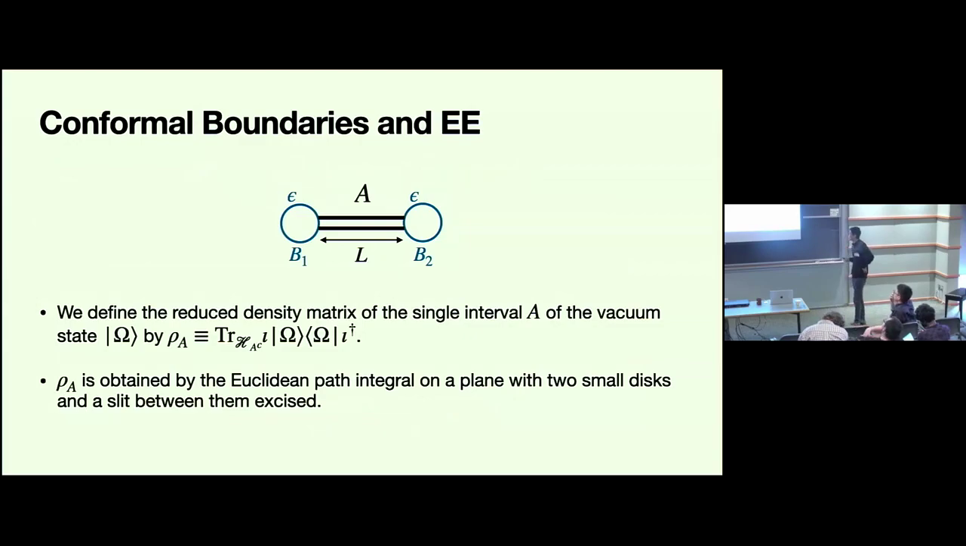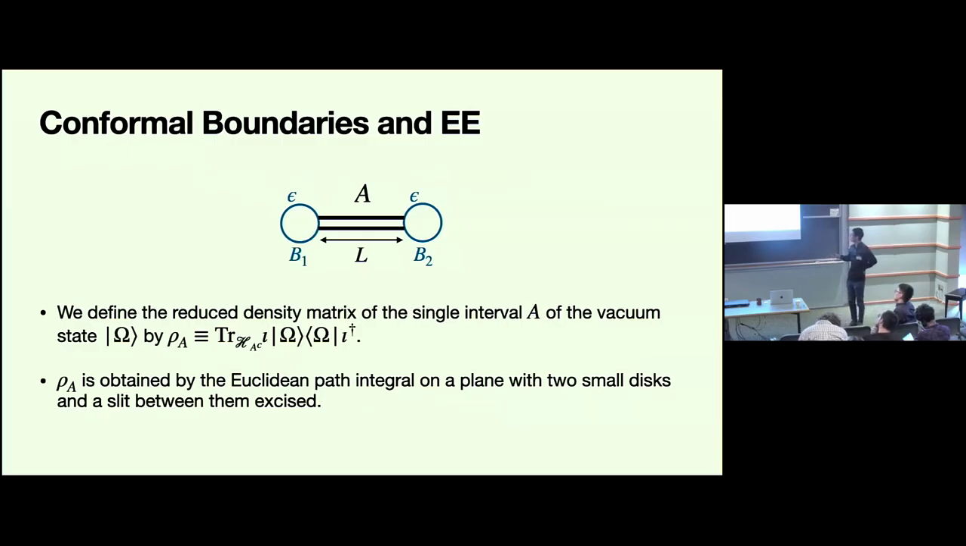Now, to define the reduced density matrix for the single interval for the vacuum state, which lives in this unfactorized Hilbert space H and which I denote as omega, we do the following. You first apply this map iota, defined by this Euclidean path integral, on omega. Now, iota times omega lives on this factorized Hilbert space, so form the density matrix and trace out anything that's outside of the interval A.